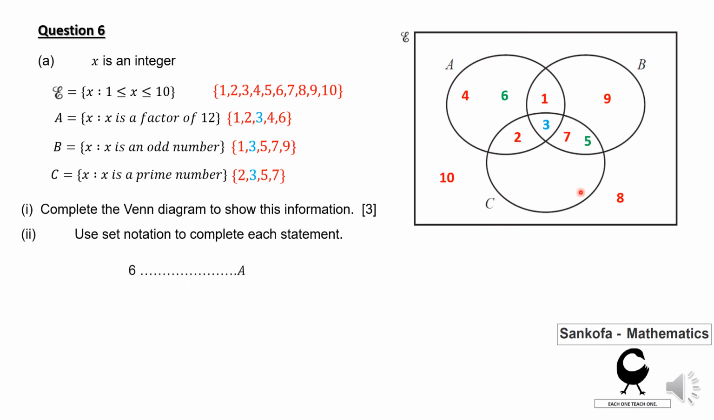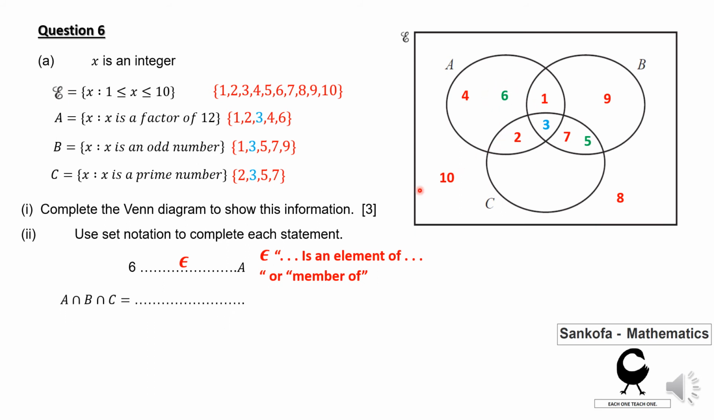Right, so now I ask the students to use set notation to complete the statement. So 6 blank of A. Now you can see 6 is an element of A. Element means the member of it, it belongs in set A. All right, and here obviously A intersection B intersection C means what do all of them have in common? You can see obviously from there it is that 3. Please put it in curly brackets. If you do not put them in curly brackets, it will be marked wrong.